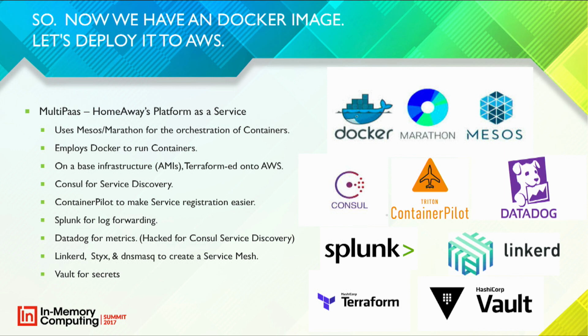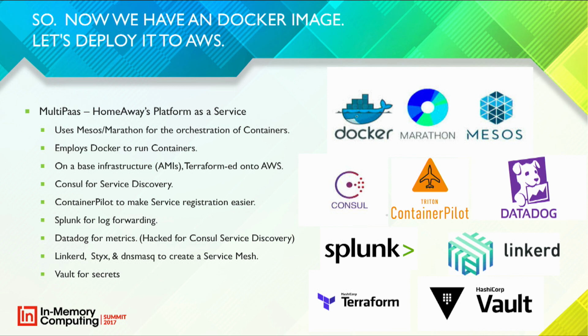And also, by the way, it provides a way to launch Java apps so that they get launched properly and get signaled properly. We use Splunk for log forwarding. We use Datadog for metrics, but we had to hack the Datadog agent so that it understood Consul. We use Linkerd, which is something HomeAway is open sourcing, and dnsmasq to create a service mesh, which is essentially a DNS masking of all the services that live in the region. And then we use Vault for secrets.